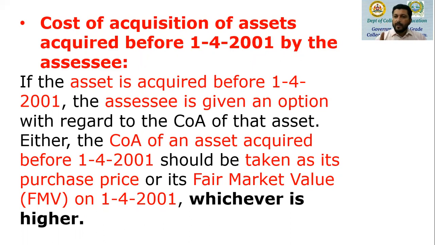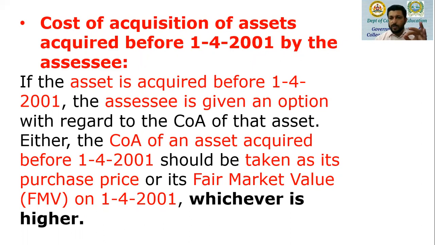So if an asset is acquired by an assessee prior to 1st April 2001, that is, before the base year of CII, then the assessee is given an option to choose any one as the COA, that is, the cost of acquisition.